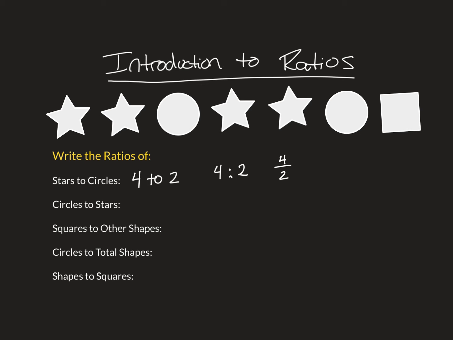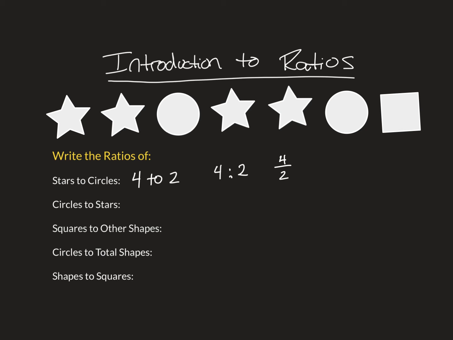It's written this way, with the 4 first and the 2 second, because the ratio asked for it in that order. The ratio started with stars and ended with circles, so I have to put the number of stars first and then the number of circles. That means I don't have to put the word stars with the 4 and the word circles with the 2 because it's implied. This just means that for every 4 stars, there are 2 circles.